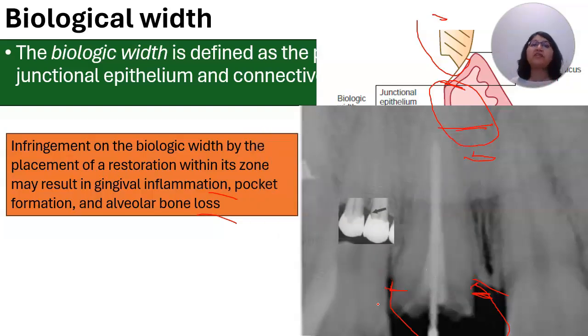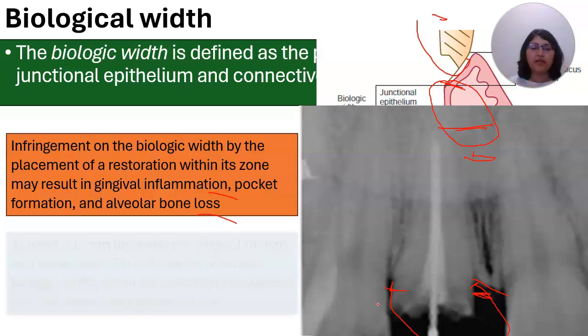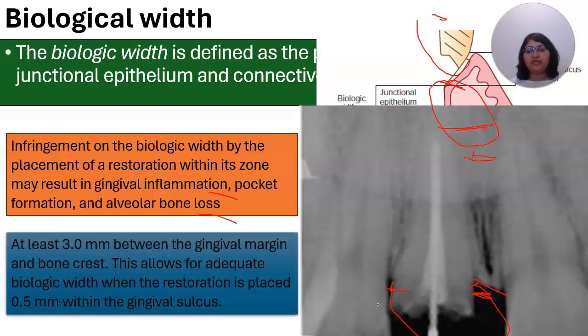Not necessarily every time you probe around the crown and there is bleeding, there's a violation of biologic width. It could be because there is plaque, the patient is not flossing. But to come to a conclusion, you have to look at the x-ray also, because it's not really easy to just clinically understand there's a violation happening because there's erythema and everything. And that's why we say that at least 3 millimeter should exist between your gingival margin or your free restorative margin and the bone crest. Okay.